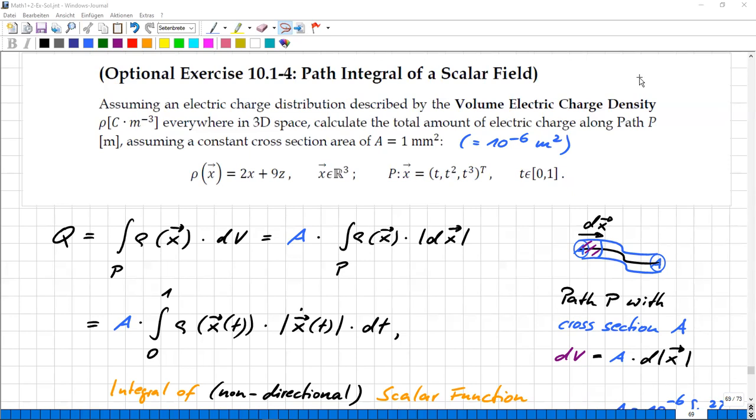But on the other hand, it has to be interpreted, or it should be interpreted, in a meaningful way. And this is what I've tried to achieve when setting up this exercise. Well, just follow me in my thoughts. What do we have? We assume a situation where there is a certain electric charge distribution in space. And this is described by a so-called volume electric charge density, which you all know.